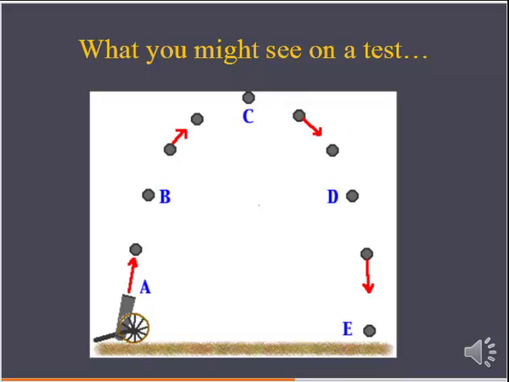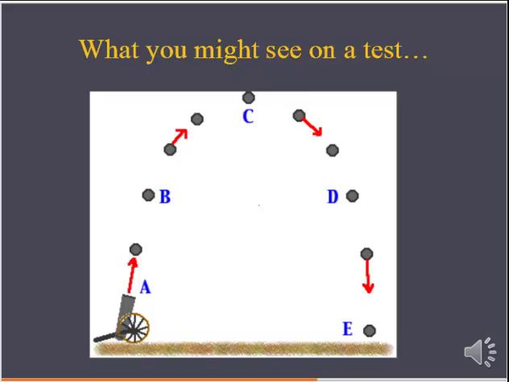So us teachers, we like to give pictures like this and then ask questions like, at which point does the cannonball have the most potential energy? The answer would be C. That is the point where the cannonball is at its highest. It's not moving up, it's not moving down. It's getting ready to start its descent and speed back up again.